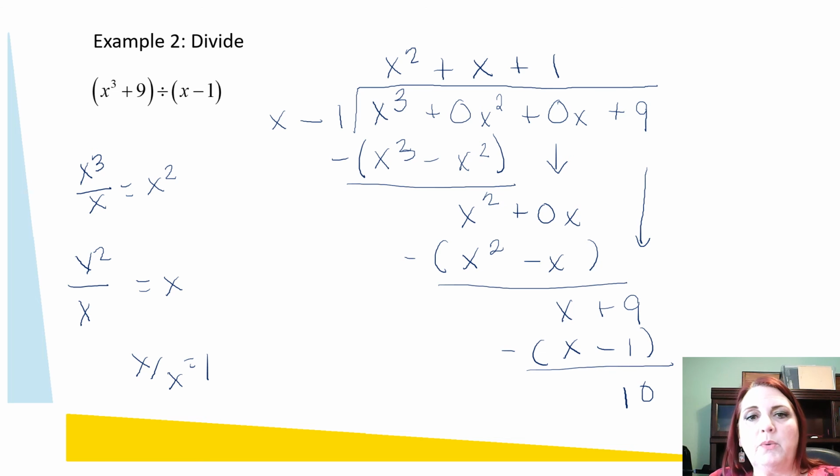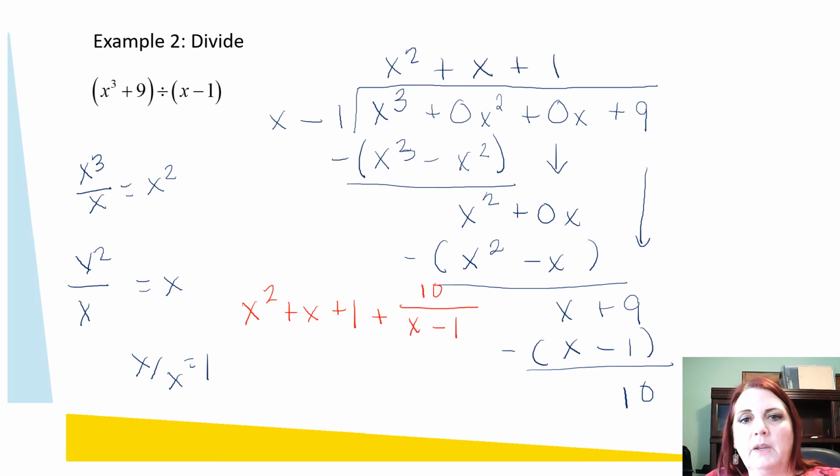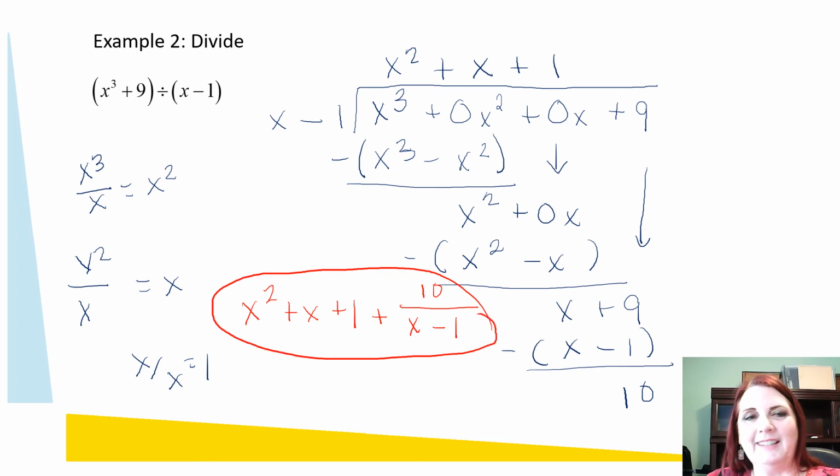So we're going to write our quotient as being x squared plus x plus 1 plus, and that remainder of 10 is the numerator, and the divisor is our denominator, 10 over x minus 1. All right, very good.